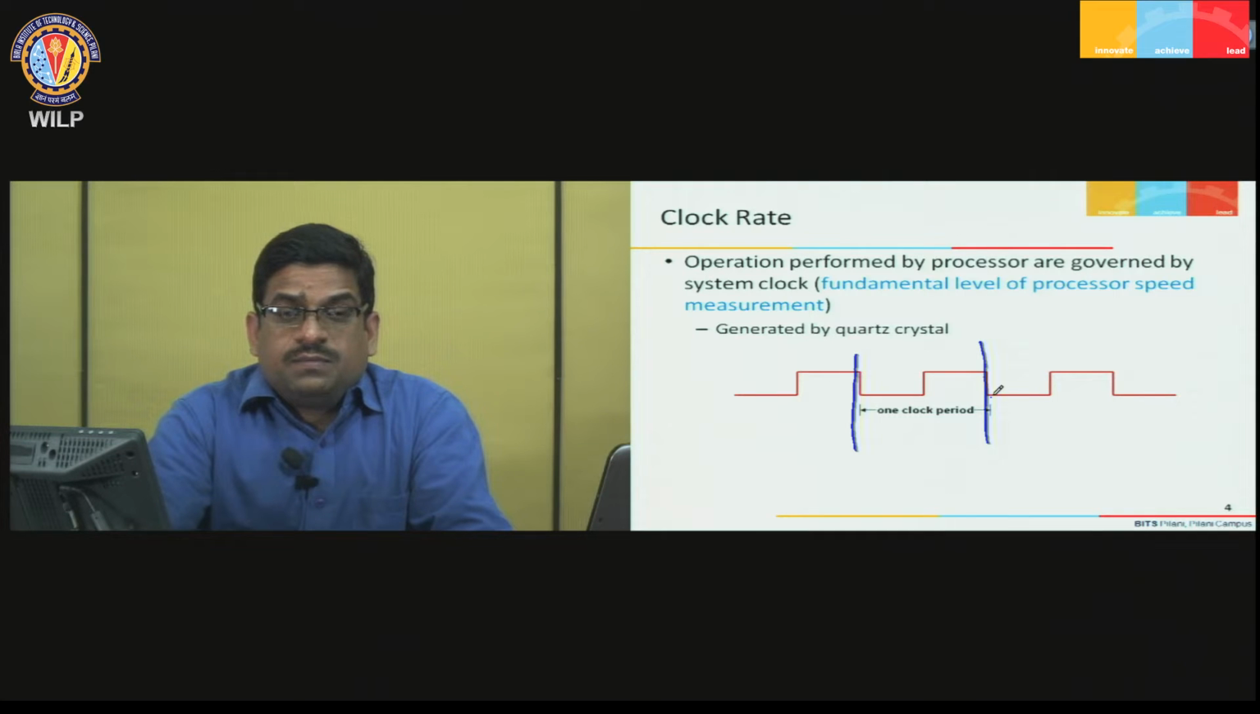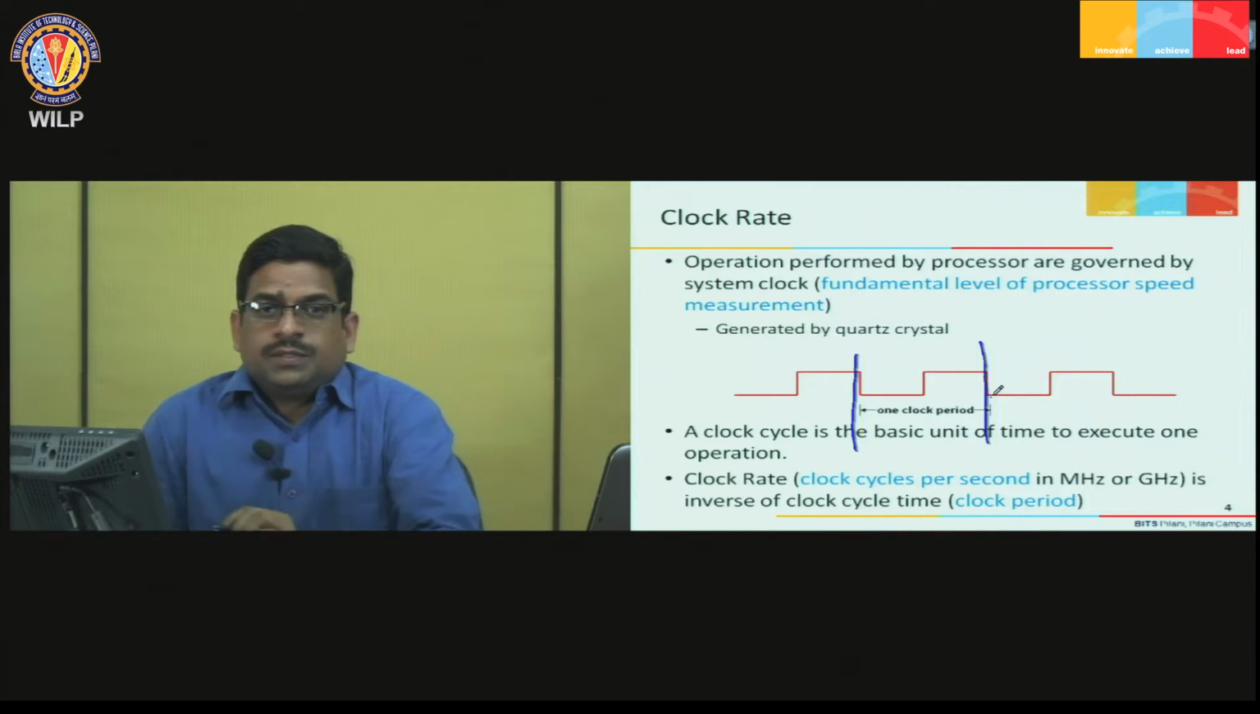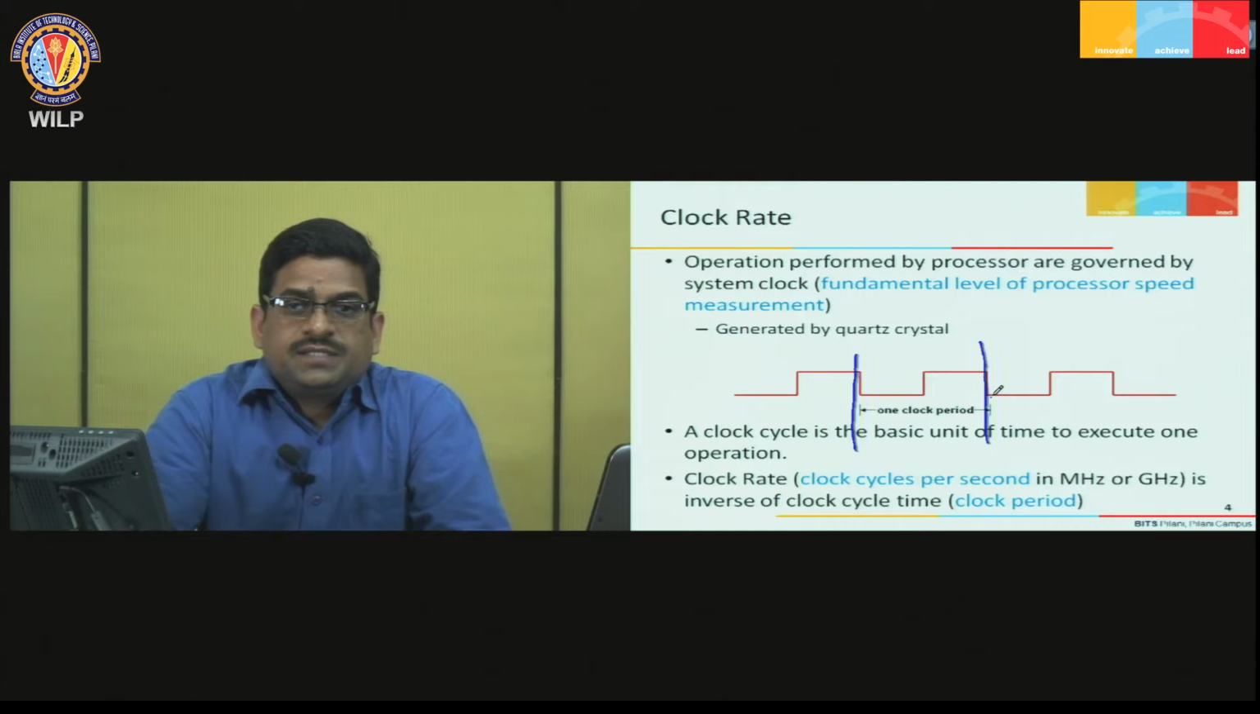Transferring data from memory to one of the processor registers and vice versa, or performing some ALU operation. These are all the operations. It is not always mandatory that each operation will take only one cycle. It may take more than one cycle as well, depending on the operation, or at what granularity you are describing your operations. So, a clock cycle is the basic unit of time to execute one operation, as I said. It may take more than one cycle.